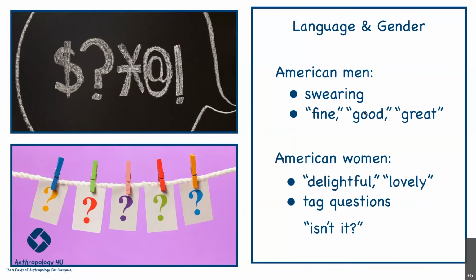Also, American women are more likely to say things at the end of a sentence like, isn't it? Or wasn't it? Or don't you think? Which are called tag questions. So for example, an American woman might say something like, it's a beautiful day, isn't it?